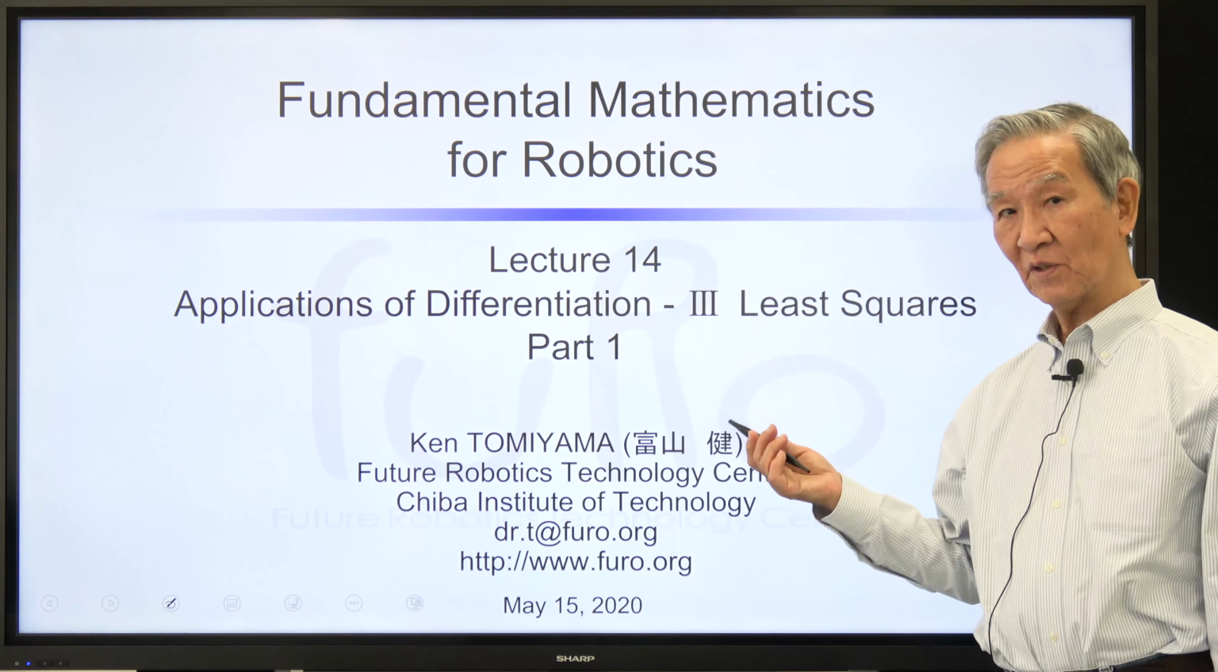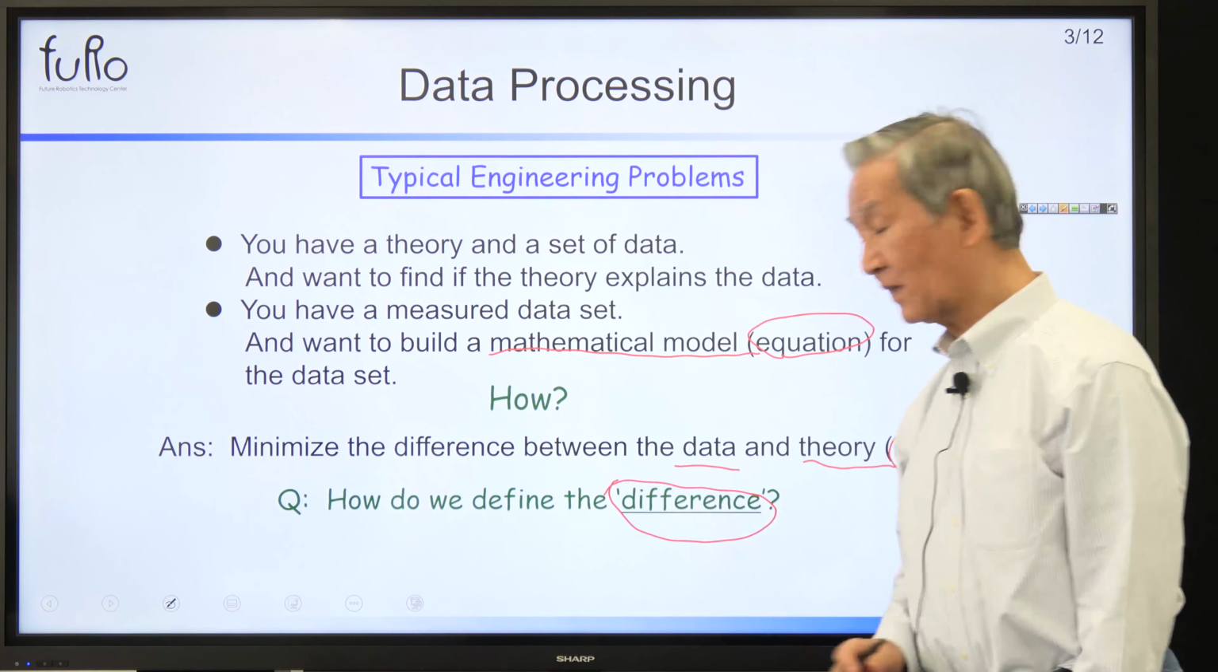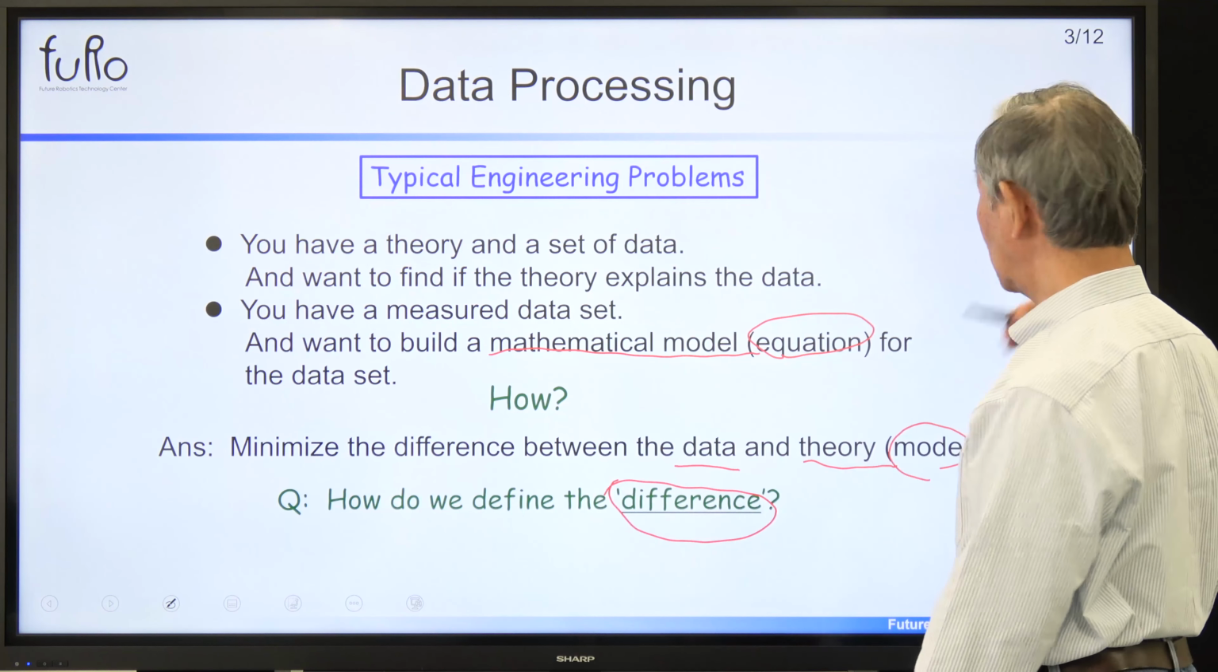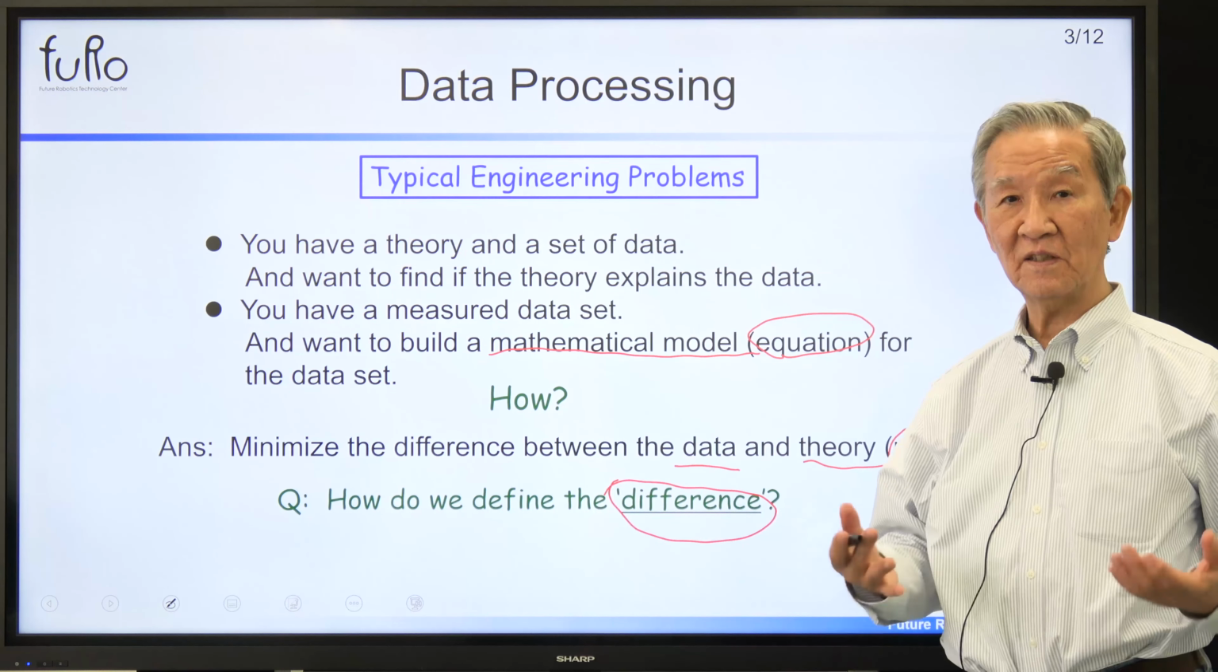Well, the answer is to minimize the difference between the data and the theory or the model you're going to come up with. Naturally, that's reasonable, but how do we define the difference here? That's the catch. If we can define a difference which does make sense, then we are on the right track. So let's start. And that error is called the root mean square error, RMS error.